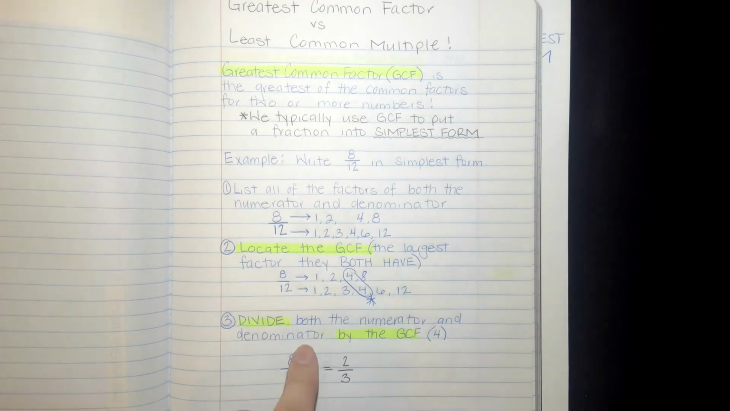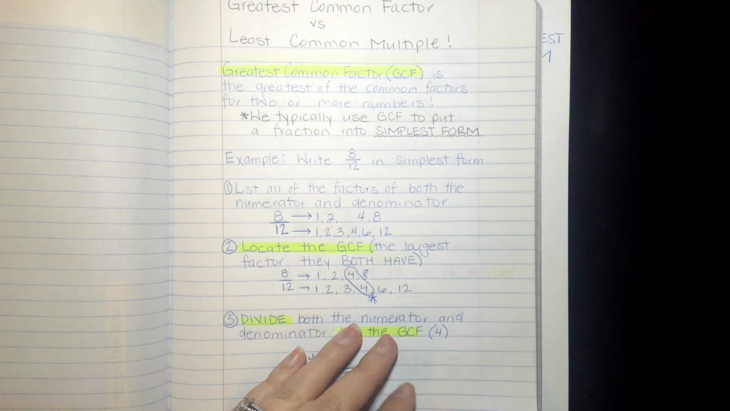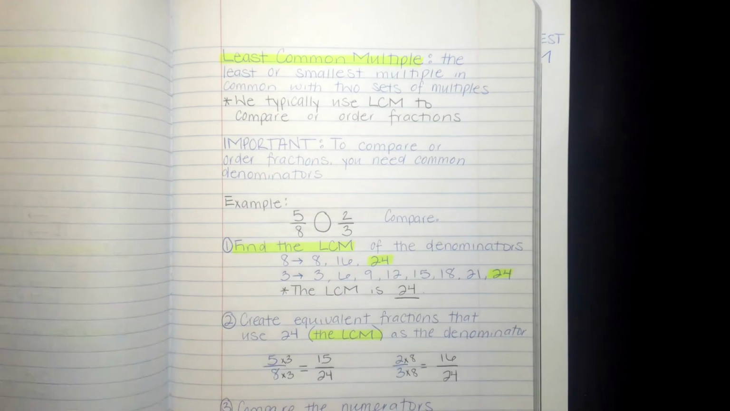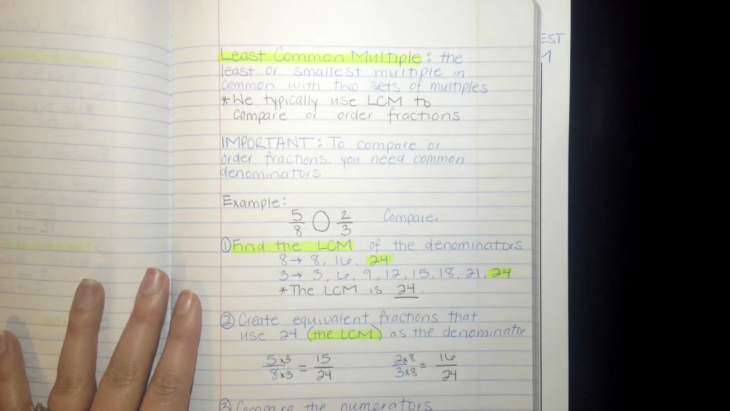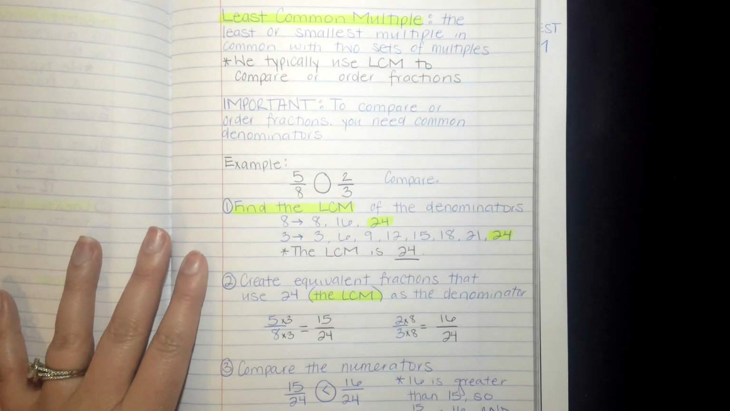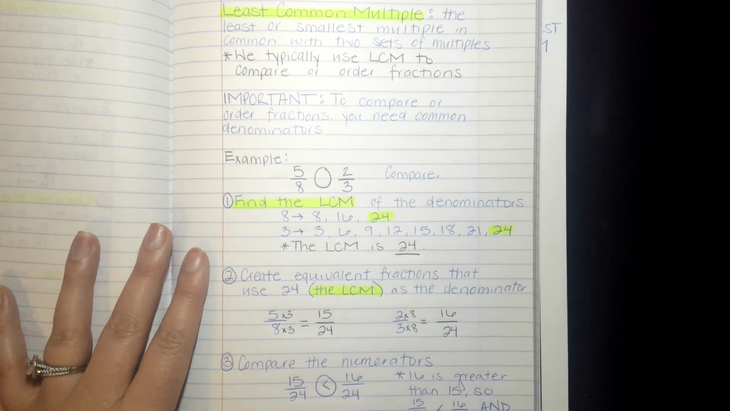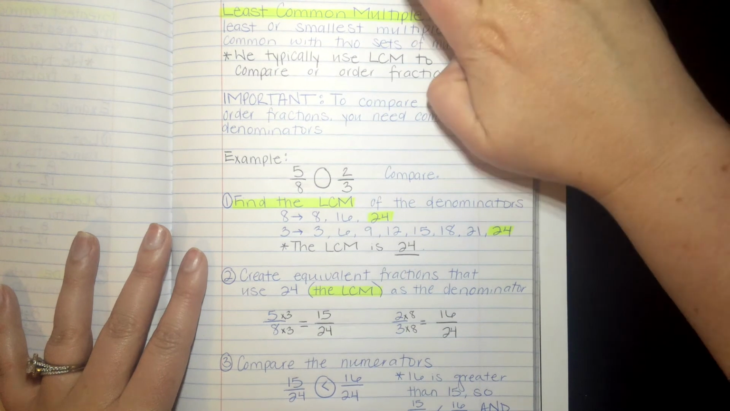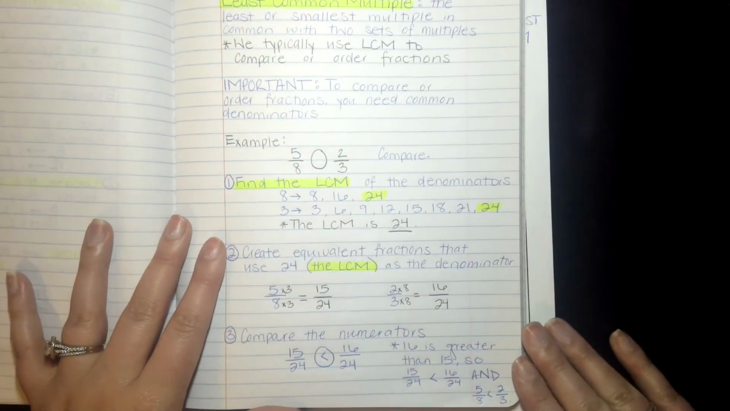So this page is about greatest common factor. This page is about least common multiple. So again, if you wanted to pause this, write it down, take a look. Let me zoom out so you can see the end there.